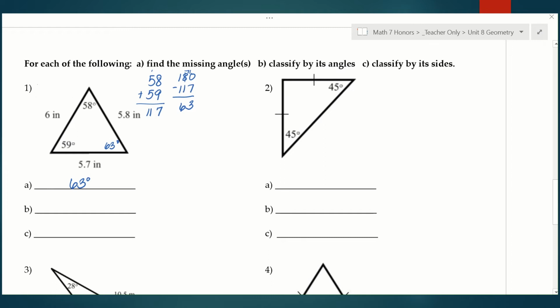Okay, so that's what they want in part A, find that missing angle. Now part B says to classify by its angles. Okay, so looking at the angles we have, we can see that they're all acute, they're all less than 90, and so this would be an acute triangle. For part C, they want us to classify it by its sides. So looking at the sides, it says we have a side of 6 inches, another one of 5.8, and a third one of 5.7. So since they are all different lengths, this makes this a scalene triangle.